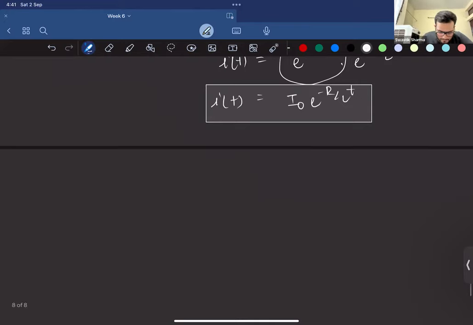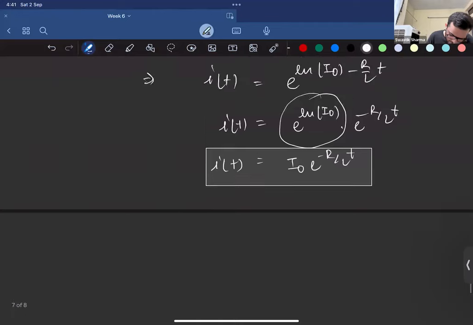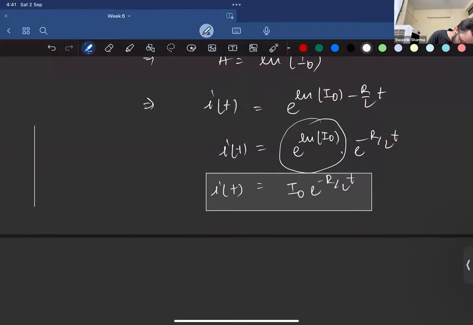Okay, so where was I? We discussed source-free RC, source-free RL. Yeah, so we did it for VC. Let's do it for iL too. It would be the same, right? Decaying function of initial current I naught. Right, so that's how you represent it.